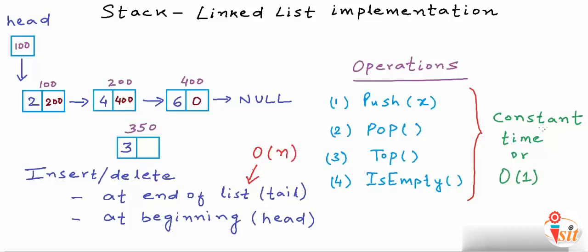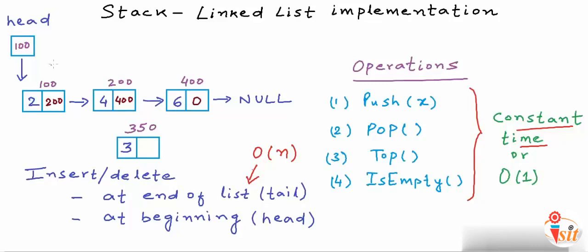Here in the definition of stack, we are saying that push and pop operations should take constant time, or their time complexity should be big O of 1. But if we will insert and delete from end, time complexity will be big O of n. To insert a new node in a linked list at the end, we need to go to the last node and set the address part of that node to make it point to the new node.